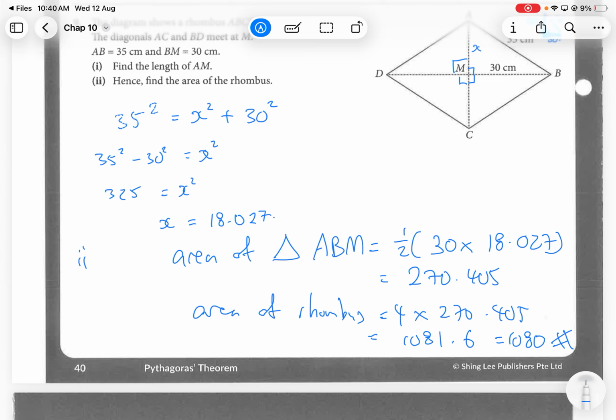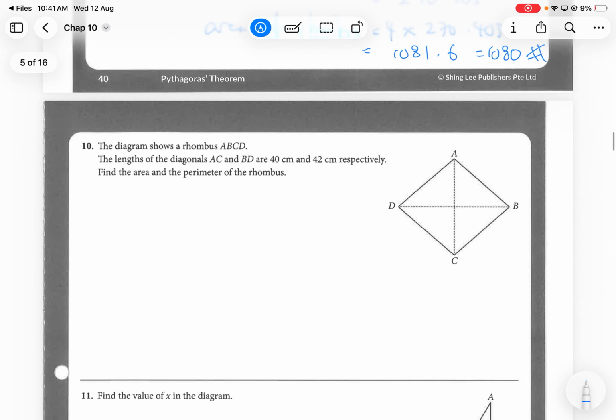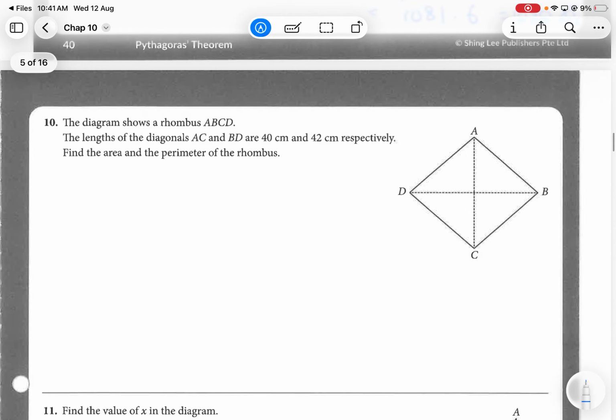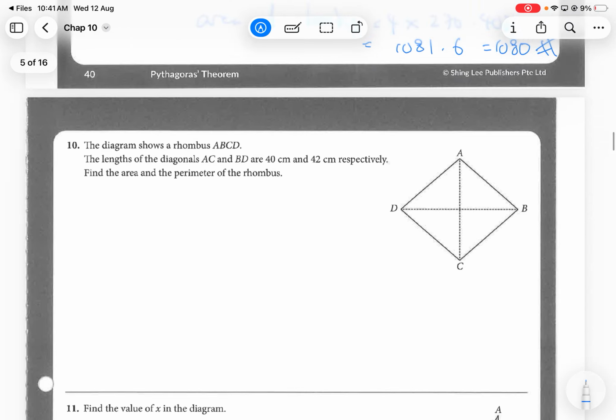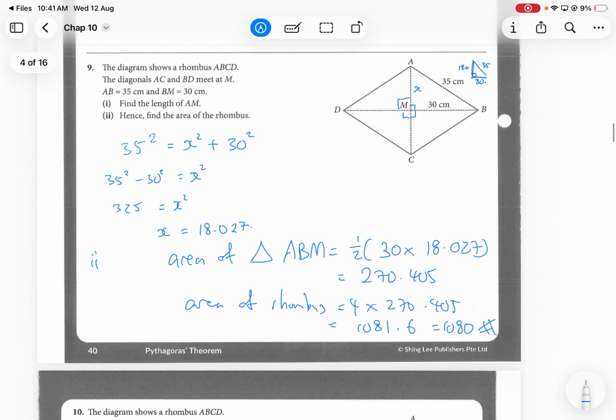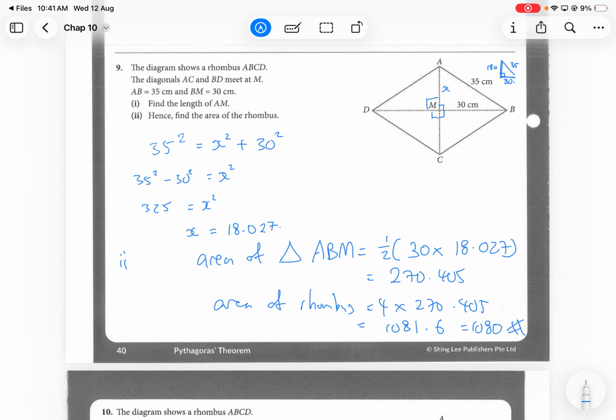Okay? They want you to find perimeter. Perimeter means that I need to find what is AB. All the 4 sides are the same. Then I multiply by 4, that is the perimeter. Okay? Then again, you will need to use that this is the right angle triangle. Find AB, go. So easy. 29? Yes, 29. AB is 29. Very good.